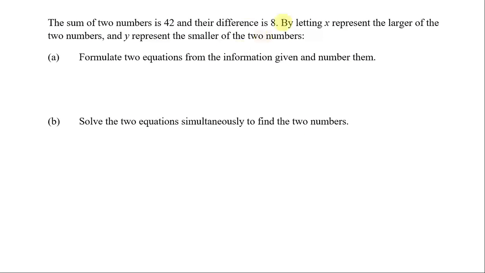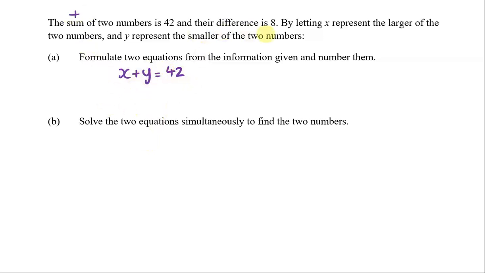Now you could probably calculate these two numbers using trial and error, but we are going to solve them simultaneously from equations because that's what the question asked us to do. So we know x is the bigger number and y is the smaller number. The question tells us that the sum of the two numbers is 42. When we see sum, we know that we need to add them together. So when we add together our two numbers, x and y, that equals 42.